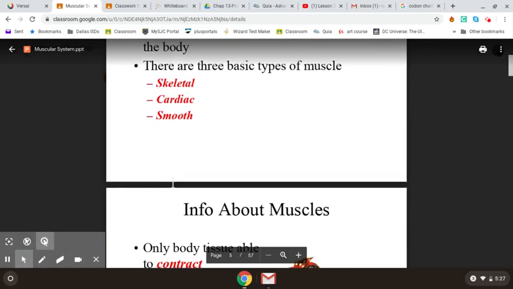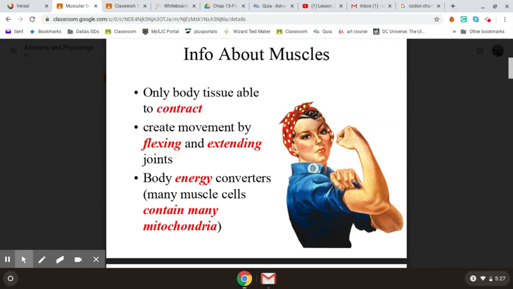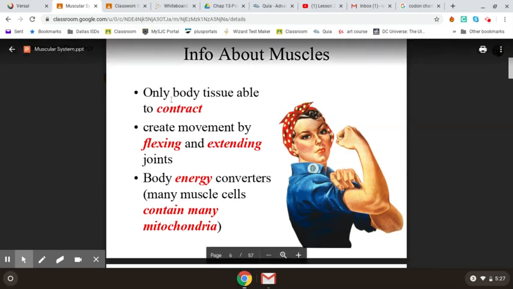That's okay. Okay. Muscles are the only tissue in the body that contract. Okay, contract means to get smaller. Okay, they get smaller. That's what contract means.